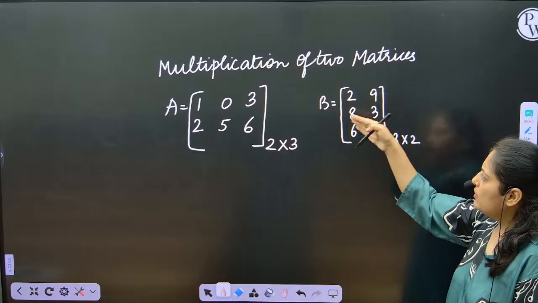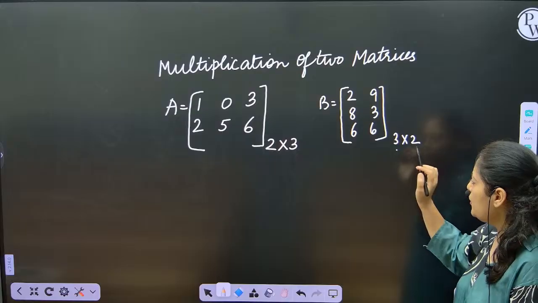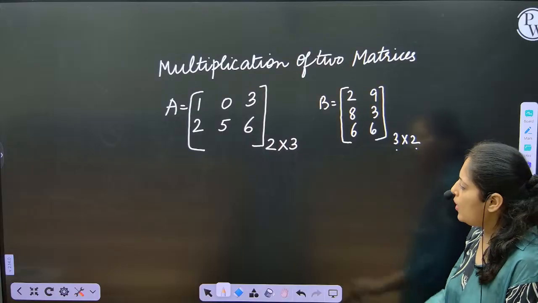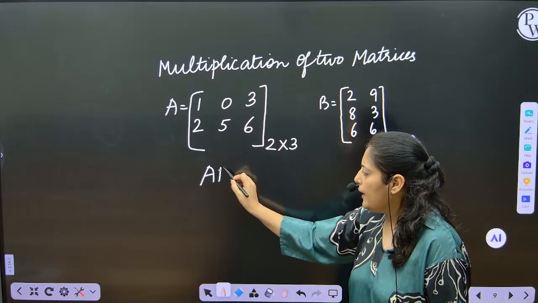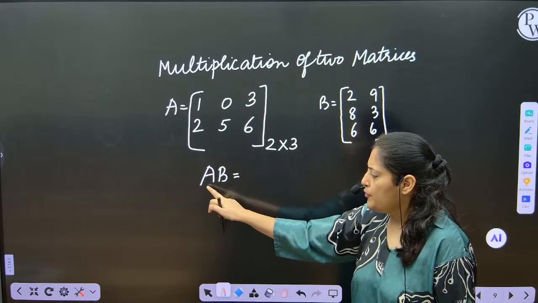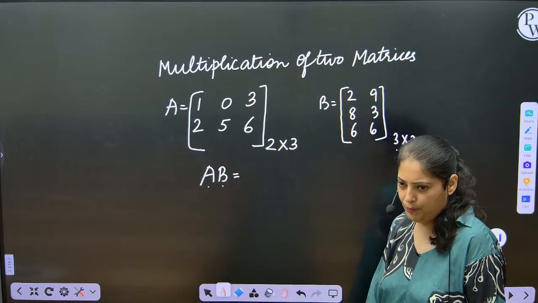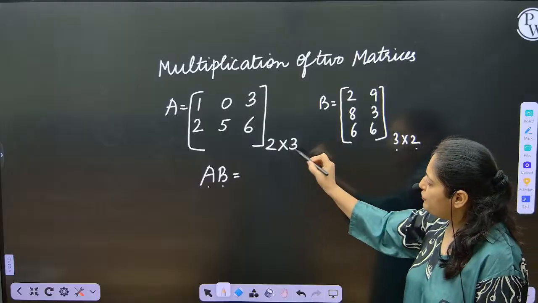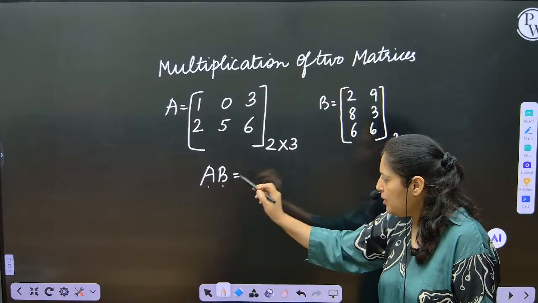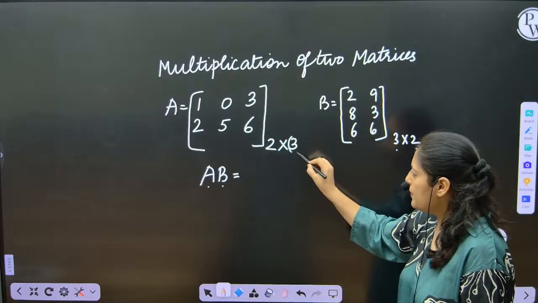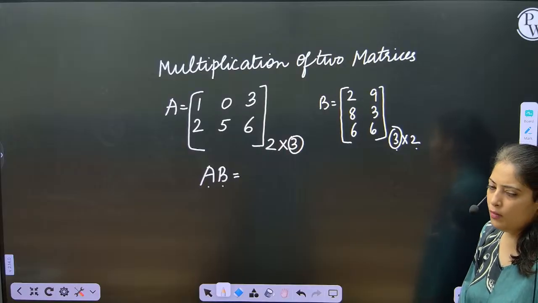This is what? 3 rows, 2 columns. Okay, so 3 rows, 2 columns. Now the condition is, if I am doing AB, that means the first matrix is A and the second matrix is B, so the first matrix's column and the second matrix's row should be equal. Repeating.